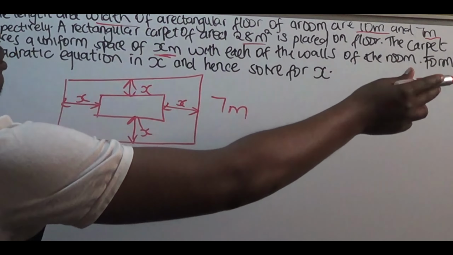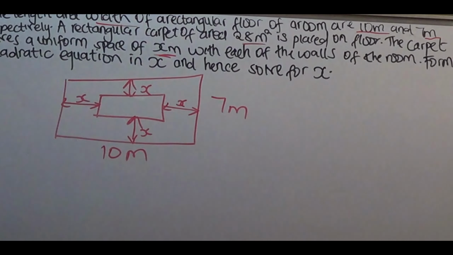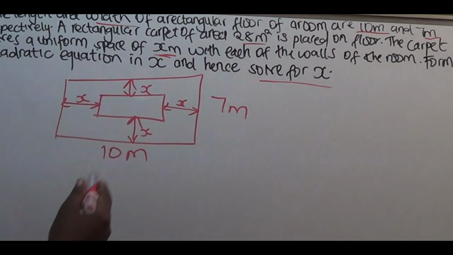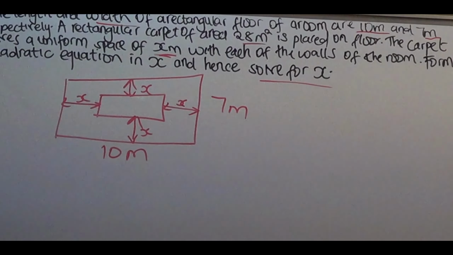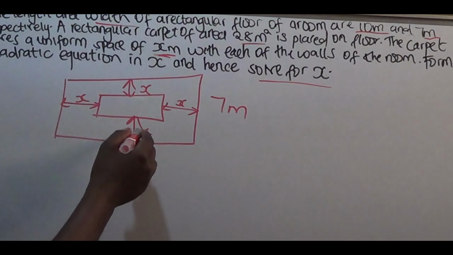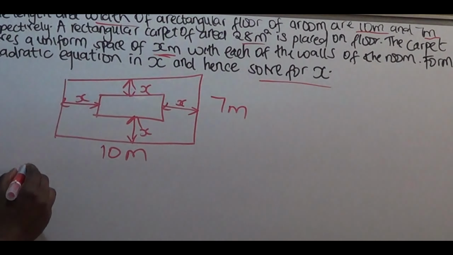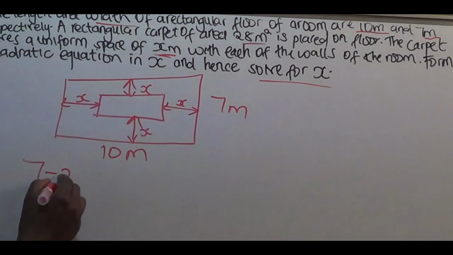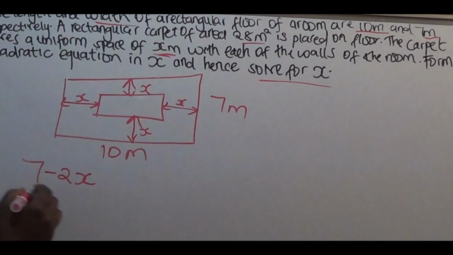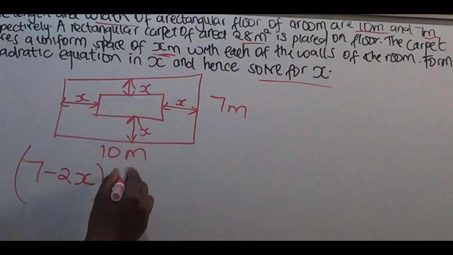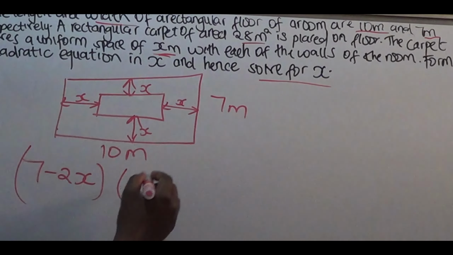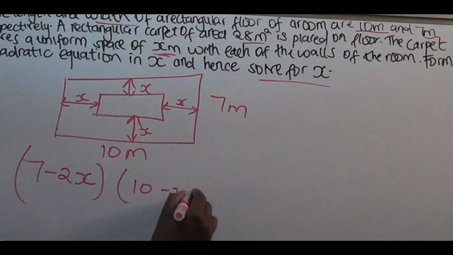Find the width of each wall of the room. Form a quadratic equation in x and hence solve x. So at this point, what we're going to do first of all is to form the quadratic equation. We know so well that this and this one, that is 2x, that is now 7 minus 2x. Then another one from here up to here, that is 10 minus 2x.